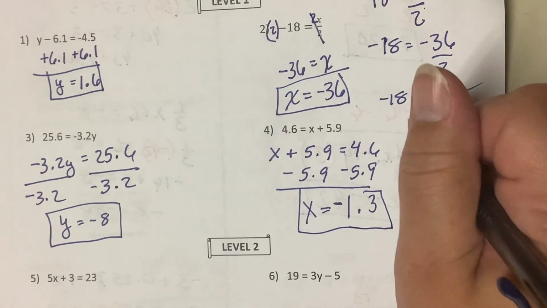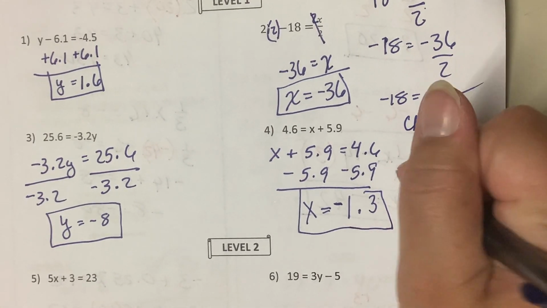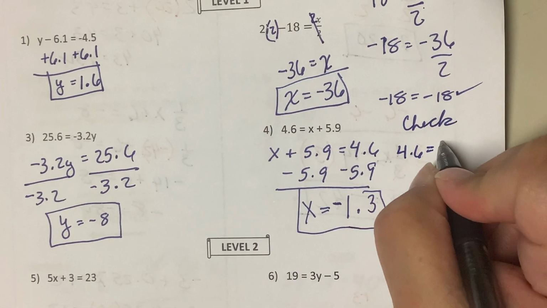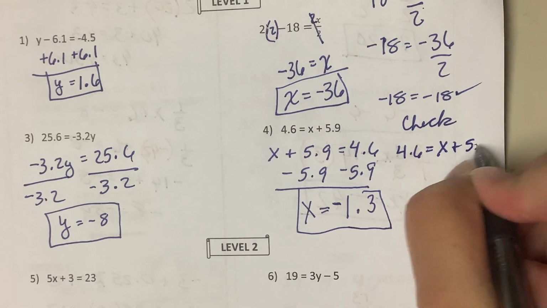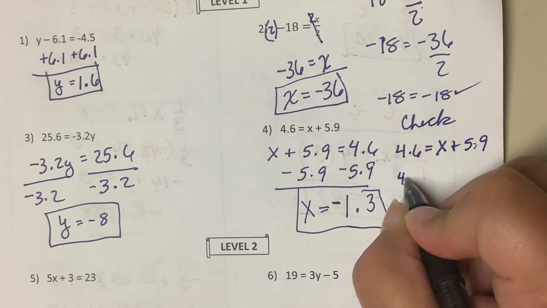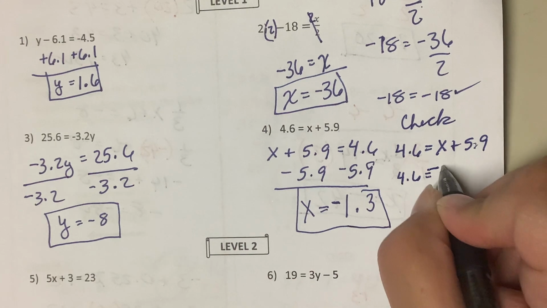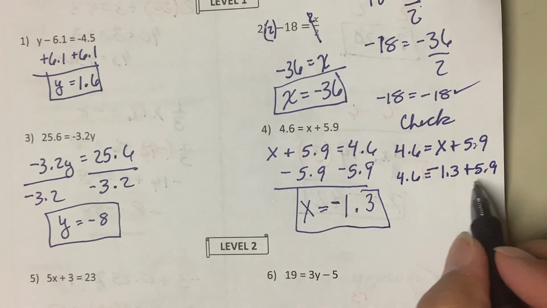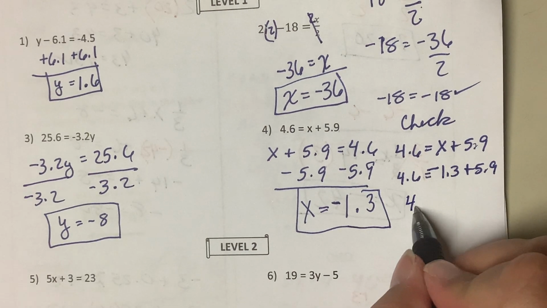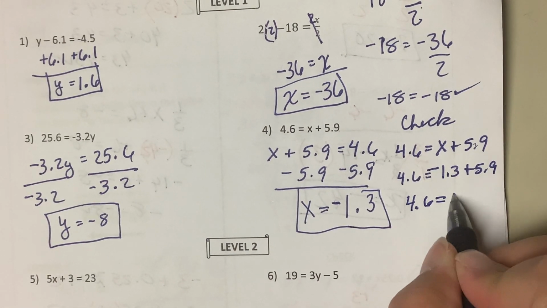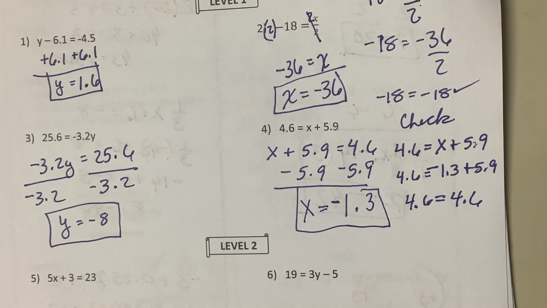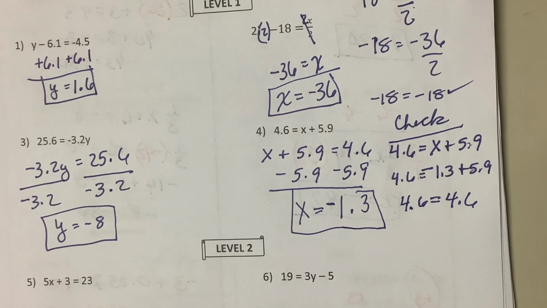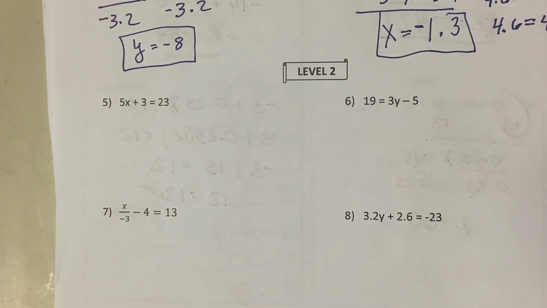Now, the check. I have to write it that way. 4 and 6/10 equals x plus 5 and 9/10. 4 and 6/10 equals negative 1 and 3/10 plus 5 and 9/10. Add those two together, and yes, you do get 4 and 6/10. Yay, it worked. So here's my check here, here's my check there. Even problems only, thank goodness, right?